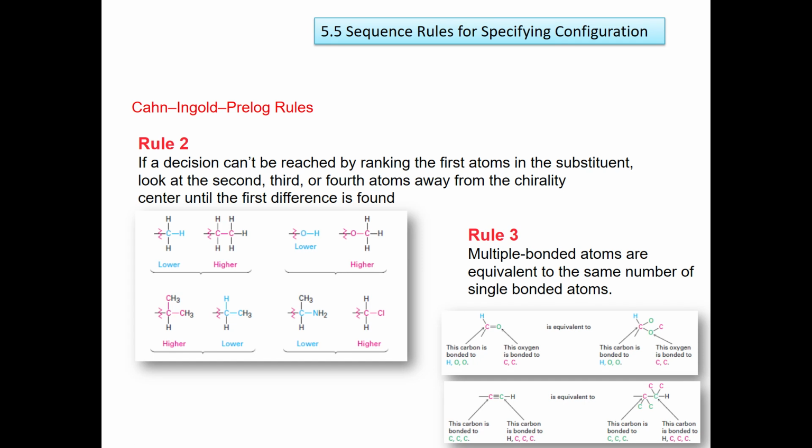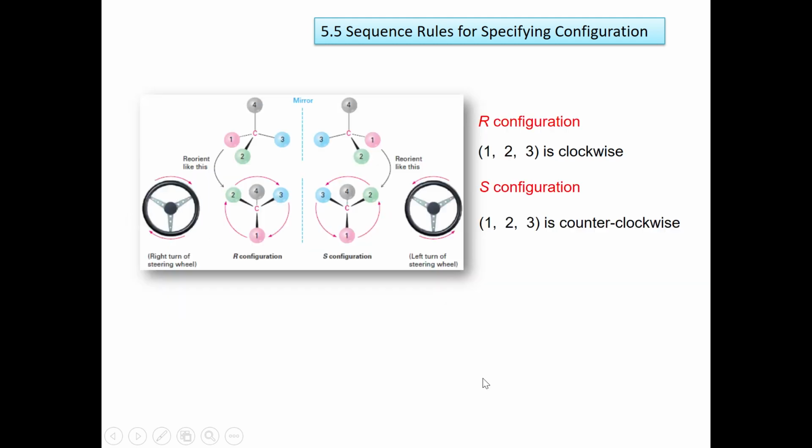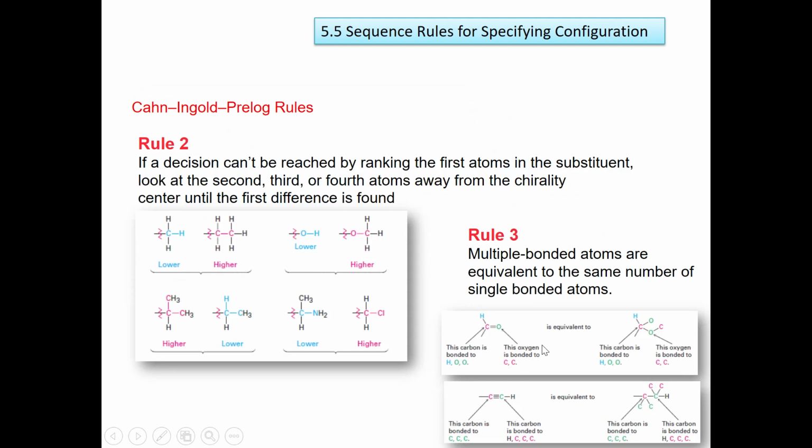Rule number 3. If there are multiple bonded atoms, they are equivalent to the same number of single bonded atoms. I imagine that we have a carbon double bond oxygen as a substituent. This counts the same as if we have a carbon bonded to 2 oxygens. If we have a triple bond, this carbon will be exactly the same as a carbon bonded to 3 different carbons, etc. Okay? Always by how heavy the atom is.